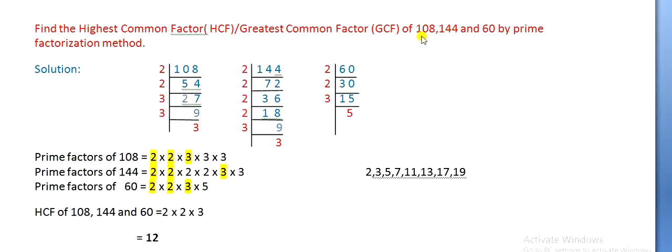They have given the first number as 108. We write 108 like this, and we need to draw the straight lines. Once we draw the lines, here I wrote all the prime numbers less than 20. Now we will start expressing this 108 as a product of these primes. We know that 108 is an even number. It is divisible by the first prime, 2. We chose the first prime 2 and wrote it here.